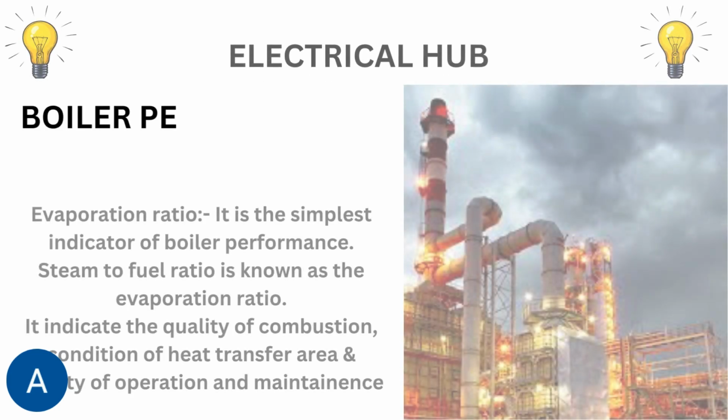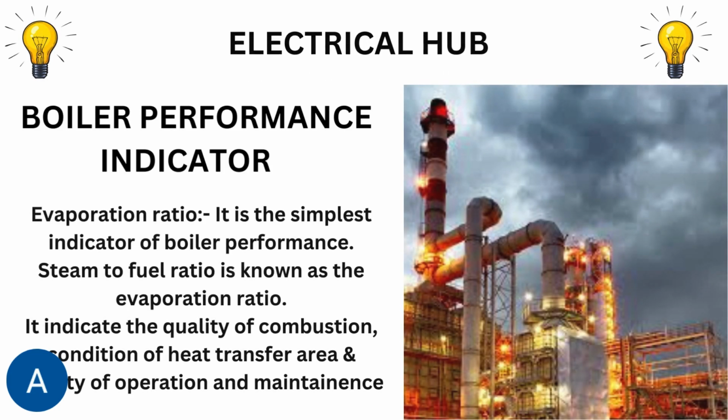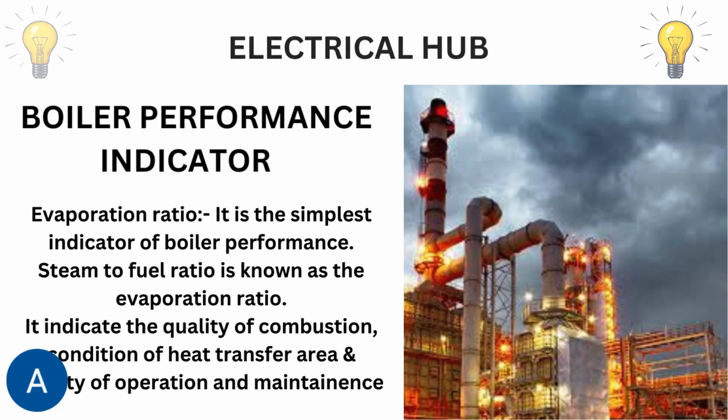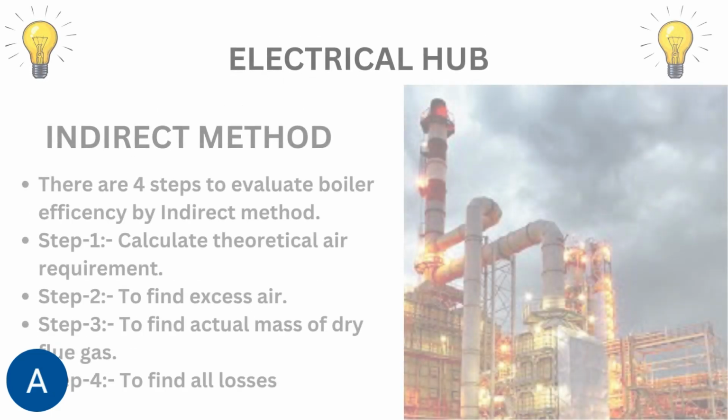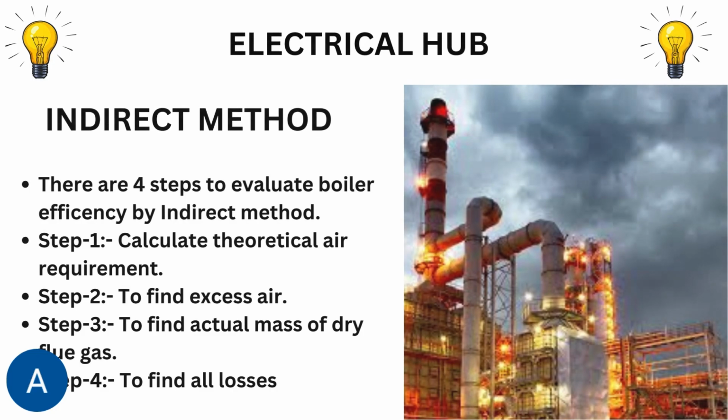So how can we evaluate the performance of the boiler day to day? We cannot go on calculating everything every day. To know the boiler performance in day-to-day life, the simplest indicator is the evaporation ratio. What is the evaporation ratio? It is the steam to fuel ratio. It indicates the quality of combustion, the condition of the heat transfer area, and the quality of operation and maintenance too. Now let's move on to our main topic, the calculation of the efficiency of the boiler.